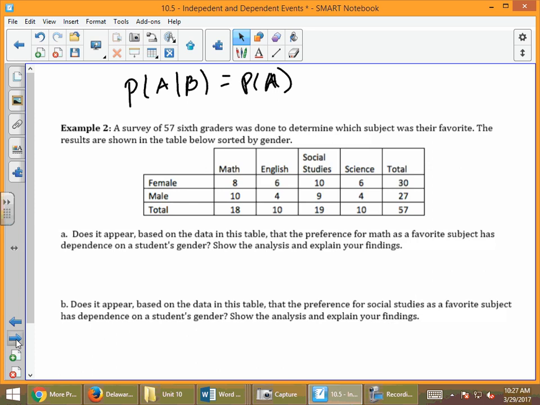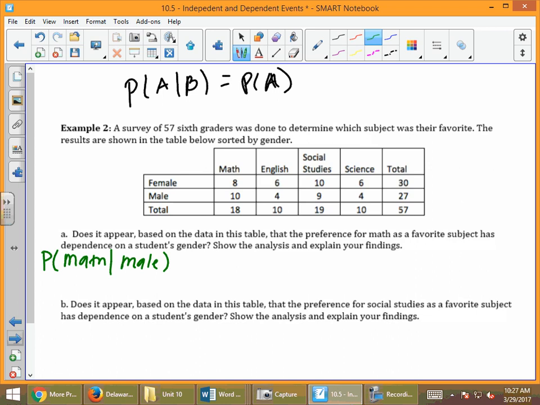In this example, it says, does it appear based on the data in this table that the preference for math as a favorite subject has dependence on a student's gender? Well, we're going to see whether or not someone likes math given that they're a male. We're going to find that first. Then we're going to find the probability of the first thing, of just liking math. So we're saying, does being male affect whether or not you like math? That's essentially what we're finding. If they're the same, independent. If they are different, they are dependent, meaning male affects whether or not you like math.